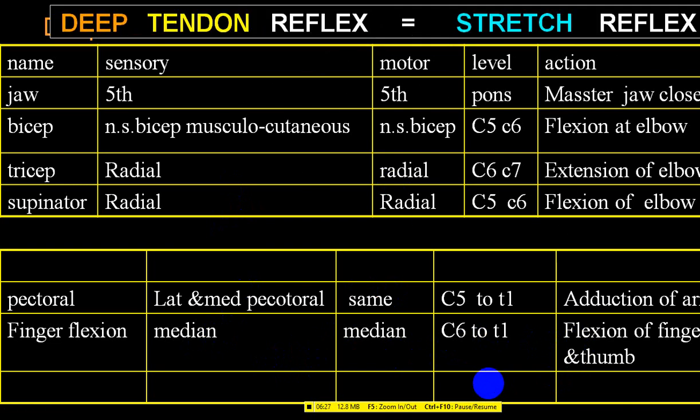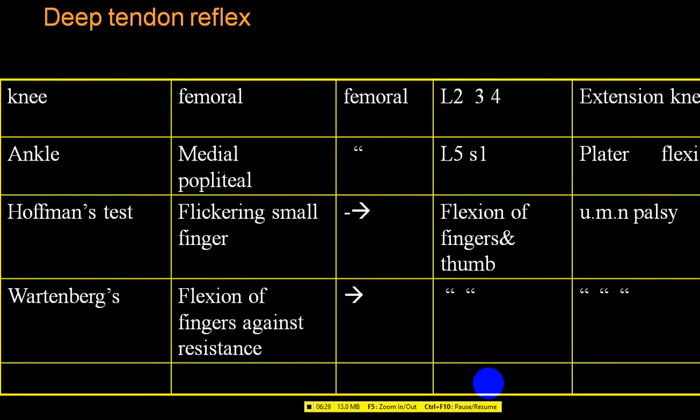Very rarely these two reflexes are being done. As far as the lower limb is concerned, knee and ankle, these are the two common. In knee, femoral nerve is sensory, motor pathway is also femoral nerve, root value is L2, L3, L4, and response is extension of knee. Ankle jerk, medial popliteal nerve, root value is L5, S1, and you get plantar flexion at ankle.